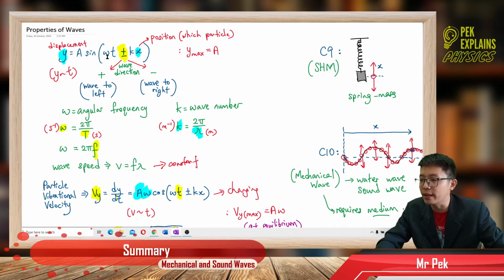Now the omega. In front of the t, you get omega. This omega is called the angular frequency. Omega is 2 pi over period, or 2 pi f. The period is in seconds, so the unit for omega is per second. And then we have kx. In front of the x is k. k is called the wave number. k is equal to 2 pi over lambda. Lambda is in meters, so k is per meter.